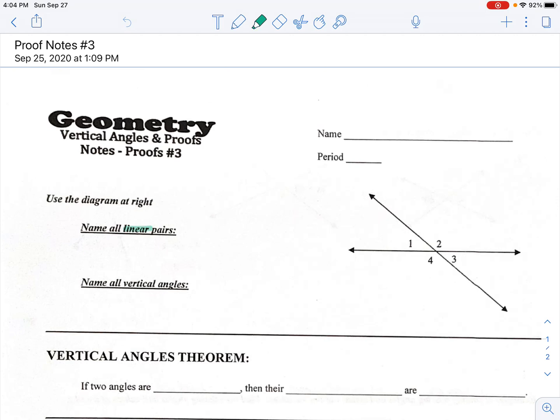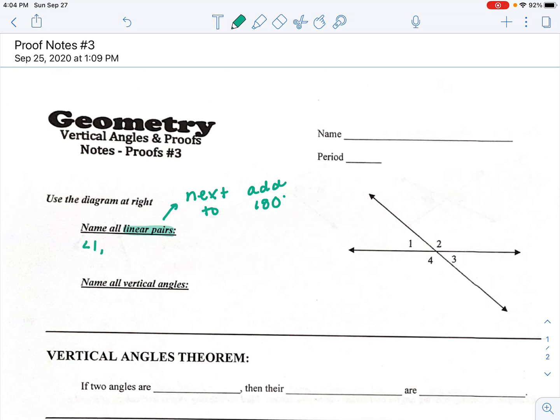All right, up first, we're gonna name all the linear pairs. Now remember, there's two things that make a linear pair. They have to be next to each other, and they have to add to 180. They create a perfectly straight line. So see if you can pause this video quick and name a few of those linear pairs.